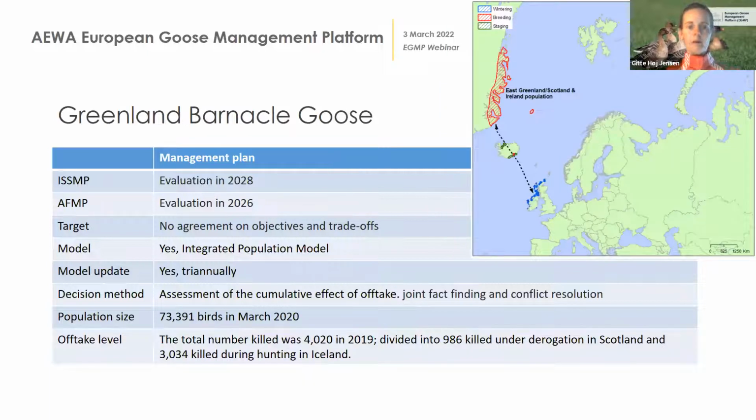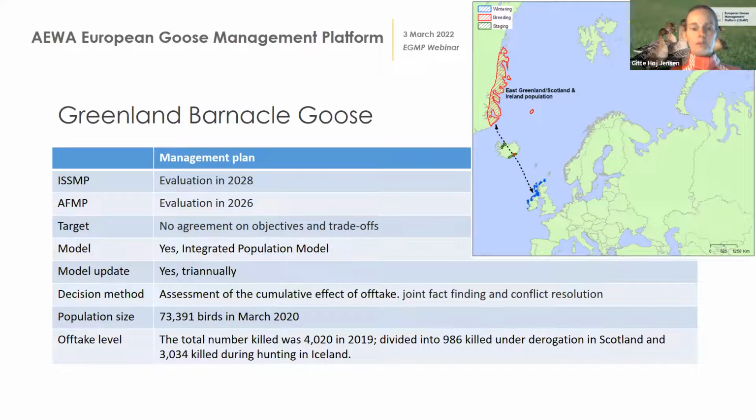Finally, we have the Greenland barnacle goose, which in many ways looks very similar to the Russian one. We have a model which is updated every 3 years, so we're getting to know the population better and which factors are affecting it. We do the assessment of the cumulative effect of offtake, and we have developed the model, but the first time we are going to do the assessment is in 2023, whereas for the Russian one, we're doing the first assessment this year in 2022.